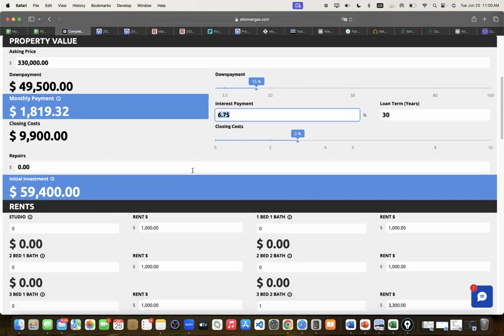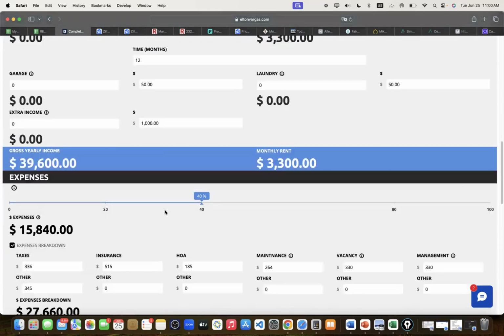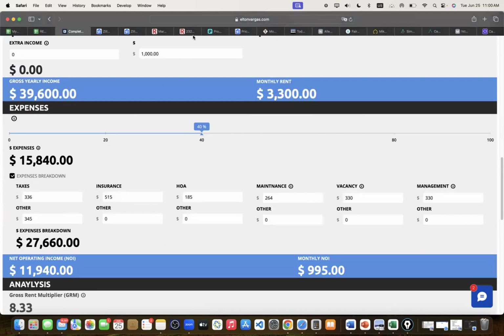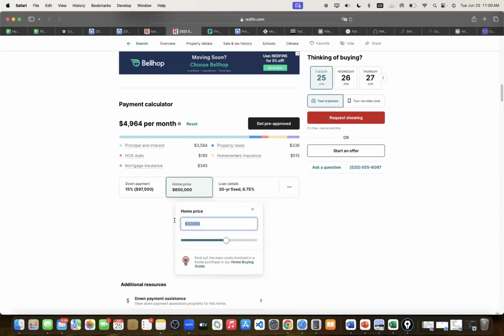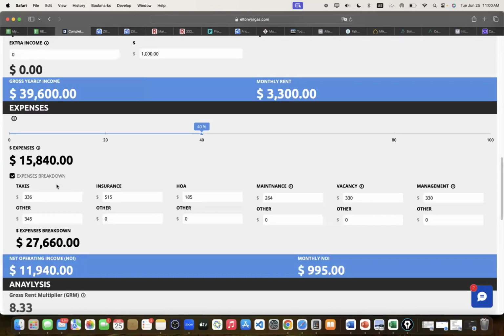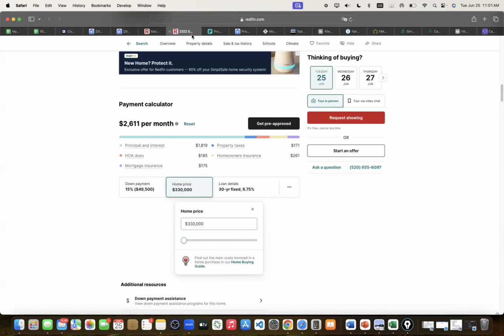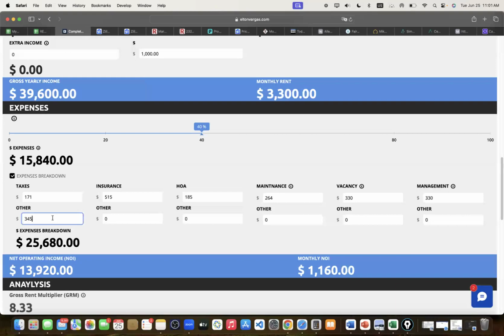15% down. Pretty much everything stays the same. The expenses I have to separate, let me see if it allows me to change it. Let's change the price point. I don't think it will let me. Oh, okay, cool. So everything's cut in half. Property taxes 175, insurance 75, 261.